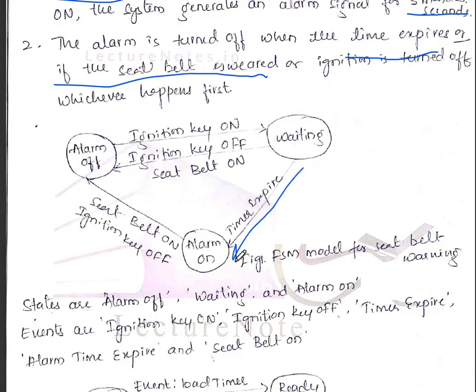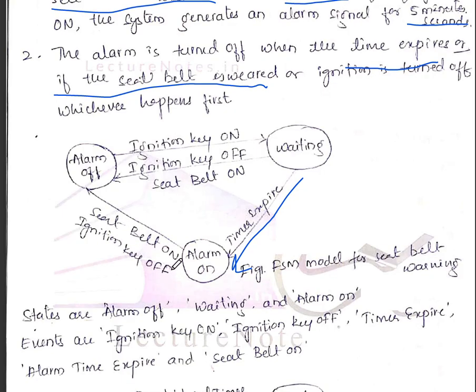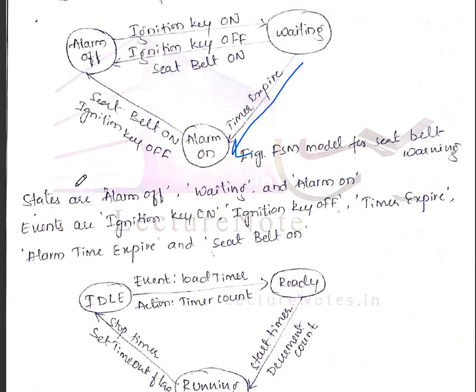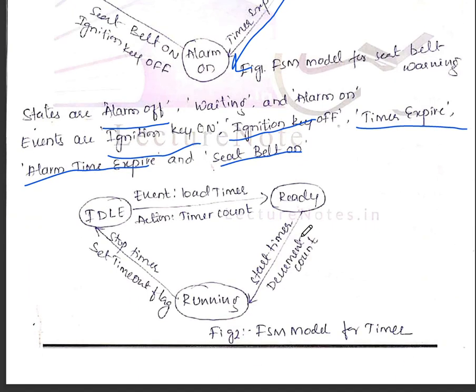If the timer expires, it will move to the alarm on state if the seat belt is not worn, as well as the ignition key is on. Then after the timer turns off, it will go to alarm off state. So there are three states: alarm off, waiting, and alarm on. And events are ignition key on, ignition key off, timer expire, alarm time expire, and seat belt on. So this is how you write.